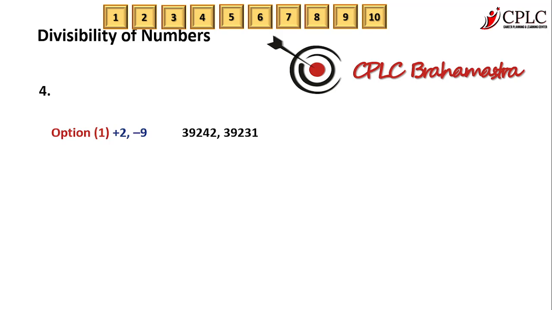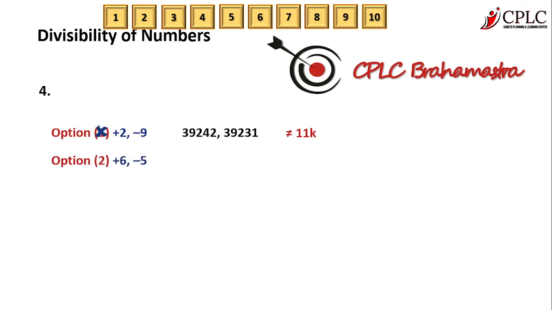So if we add 2 to 39240, the number becomes 39242. And if we subtract 9 from it, it becomes 39231. We have to check whether both these numbers are divisible by 11 or not. You can apply the divisibility rule of 11 and you will realize they are not divisible by 11 straight away. And even if the first number is not divisible, you should not be checking the second number, because the entire option as a whole should be right. So even if the first one is not correct, don't bother checking the second one. Save time, move on to the next one.